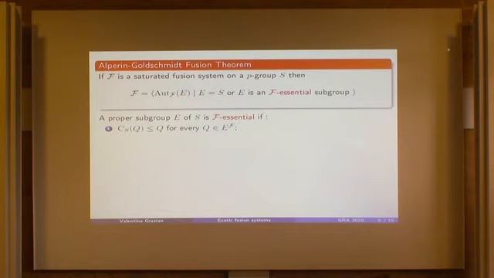So an essential subgroup, E of S, is a proper subgroup such that the centralizer in S of Q is in Q whenever Q is conjugate in the fusion system to E. So whenever there's a map that fuses E to Q, I want the centralizer in S of Q to be contained in Q. Then I want the order of the normalizer in S of E to be greater or equal than the order of the normalizer in S of Q. Again, whenever Q is a subgroup fused to E.